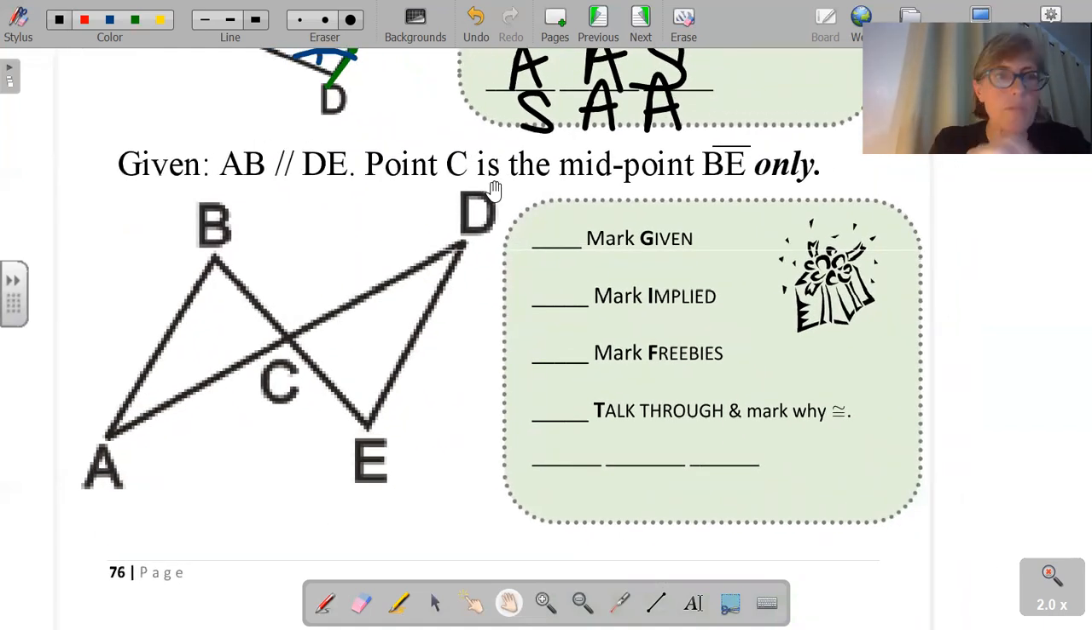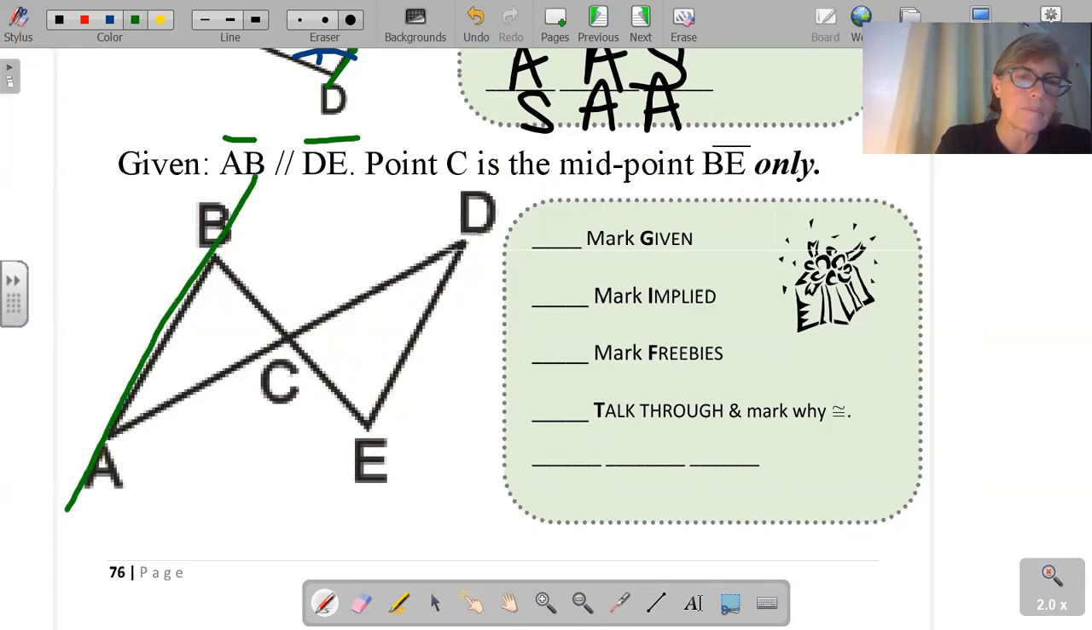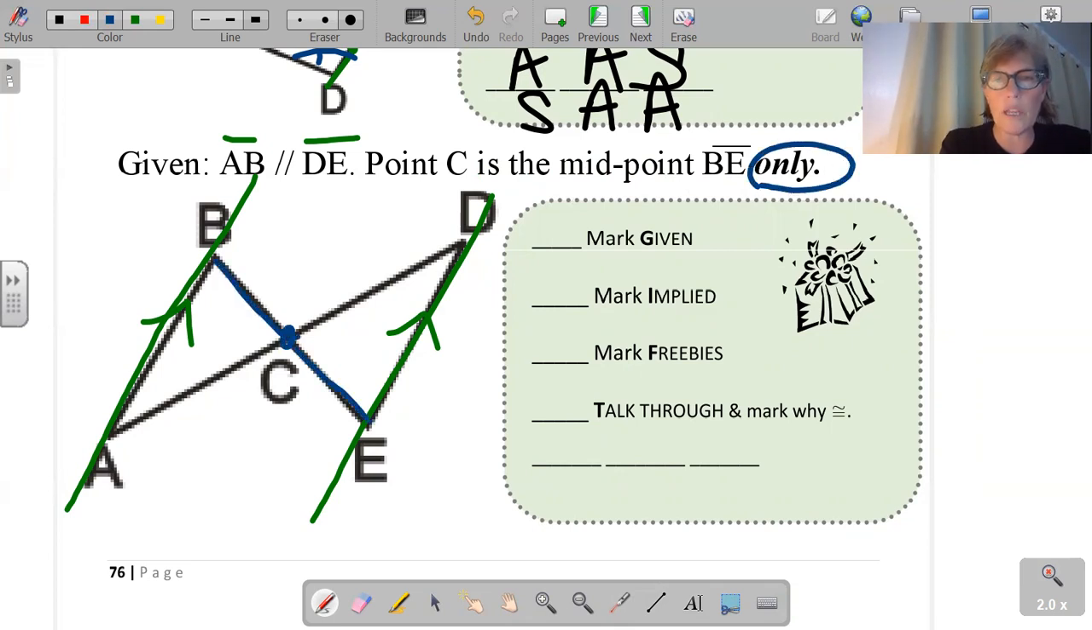Let's try it again. Given. Right there, finger on the paper, lips moving, read it out loud. Now, hope you actually read that out loud. Finger on the paper. Let's trace. AB and DE are parallel. Point C is the midpoint of BE only.